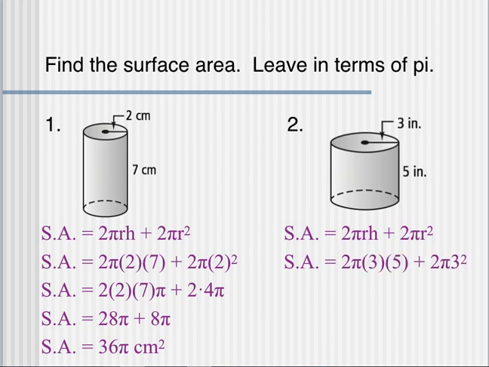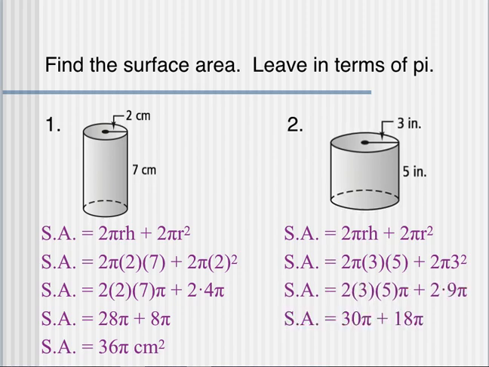When you plug in r and h, it should look like that. Simplify exponents first and move the pi's to the end of each piece of the expression. Multiply the terms in each section of the expression together. 2 times 3 times 5 is 30. 2 times 9 is 18. And finally, add the like terms. You should get 48 pi square inches for the surface area for this cylinder.